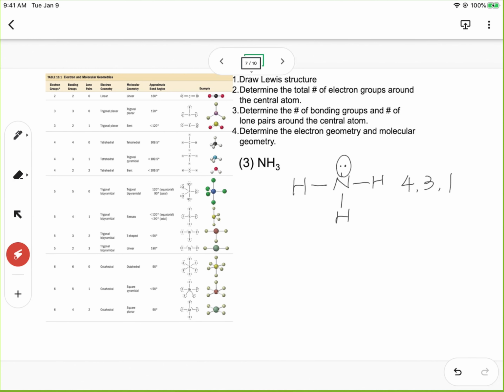431. Let's take a look at this table. 431 is right here. Electron geometry tetrahedral. So when you consider both bonds and lone pair, it's going to be tetrahedral. However, if you are talking about the molecular geometry, it's going to be trigonal pyramidal geometry. In other words, when you consider molecular geometry, you consider those atoms only, or bonds only. You ignore the presence of lone pairs when you consider molecular geometry.